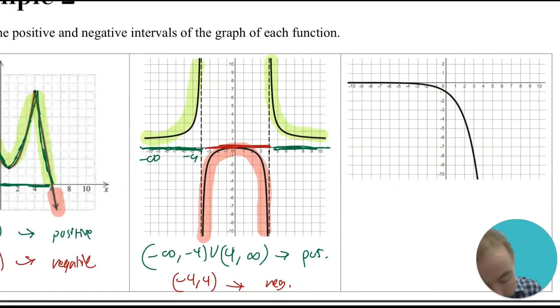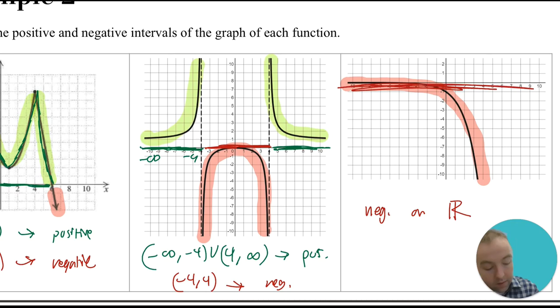And then the last graph right here, actually, because it asymptotically approaches the x-axis as x goes towards negative infinity, the graph is just entirely below the x-axis, right? So it's just going to be negative on R, on that particular interval of the x-axis, or just on negative infinity to infinity.